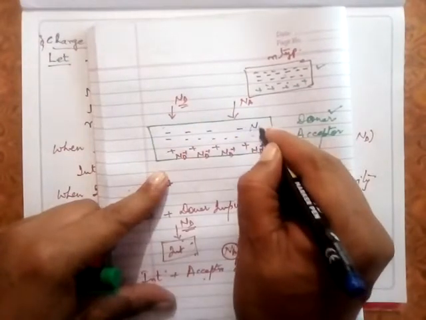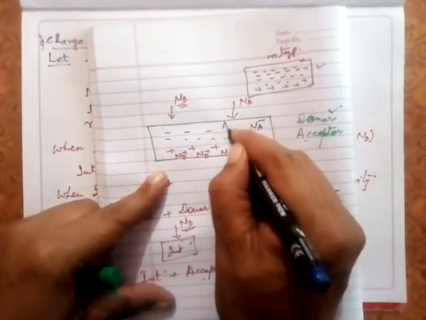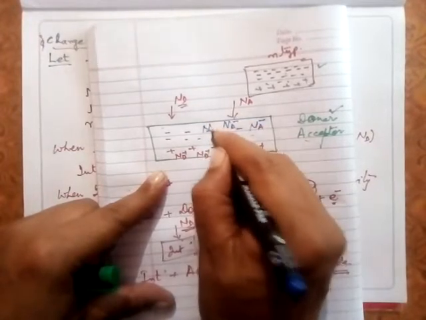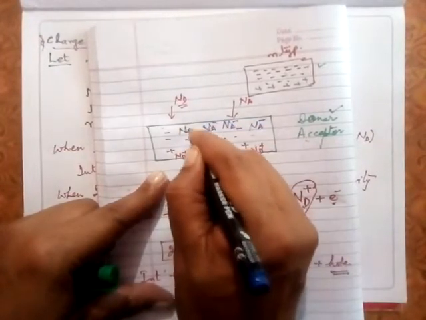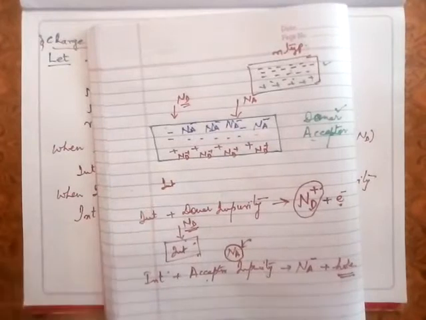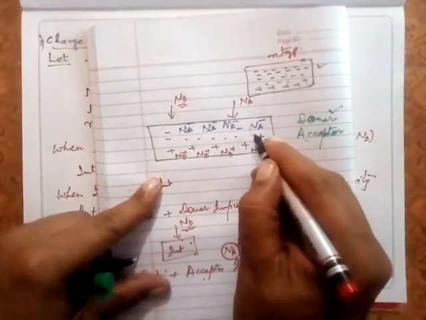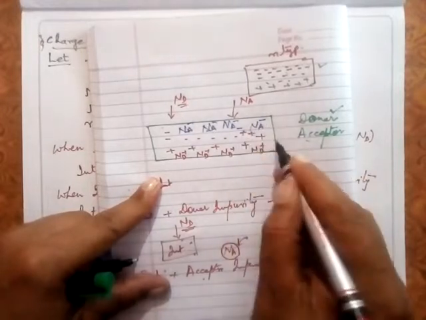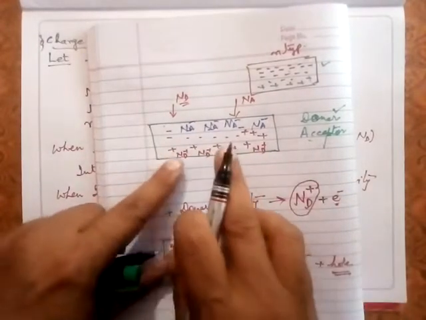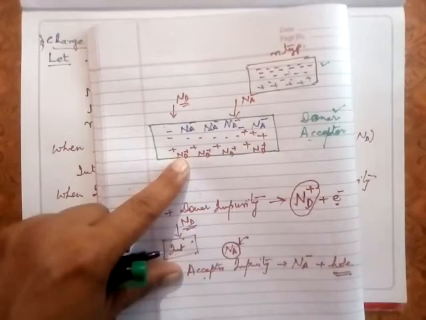I am showing it this way. This is a negative acceptor ion. This is a negative acceptor ion. A negative acceptor ion. And with the release of holes, of course, it will release holes also. Now if you see, the total positive charge is equal to the total negative charge.